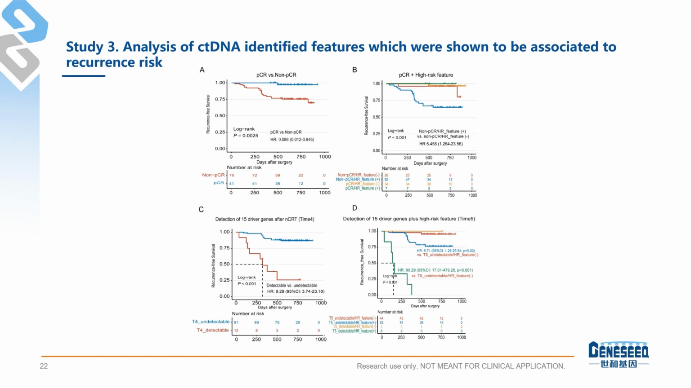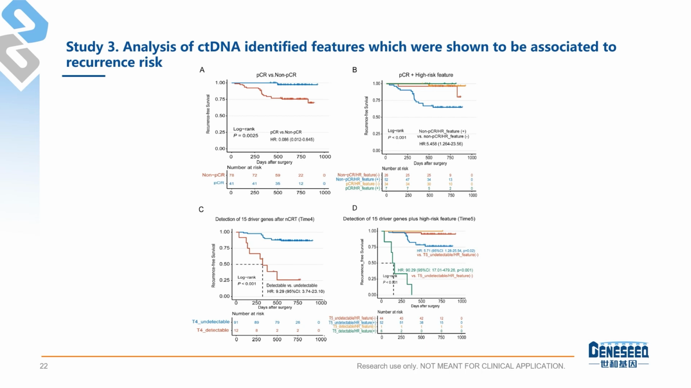So moving back to our main topic, which was that of MRD analysis, we compared between the recurrence-free survival of samples at time 4 and time 5, which was before surgery and after surgery. What we found at time 4 was that the ctDNA undetectable group, which was corresponding to the ctDNA negative group, had a much higher recurrence-free survival than the ctDNA positive group.